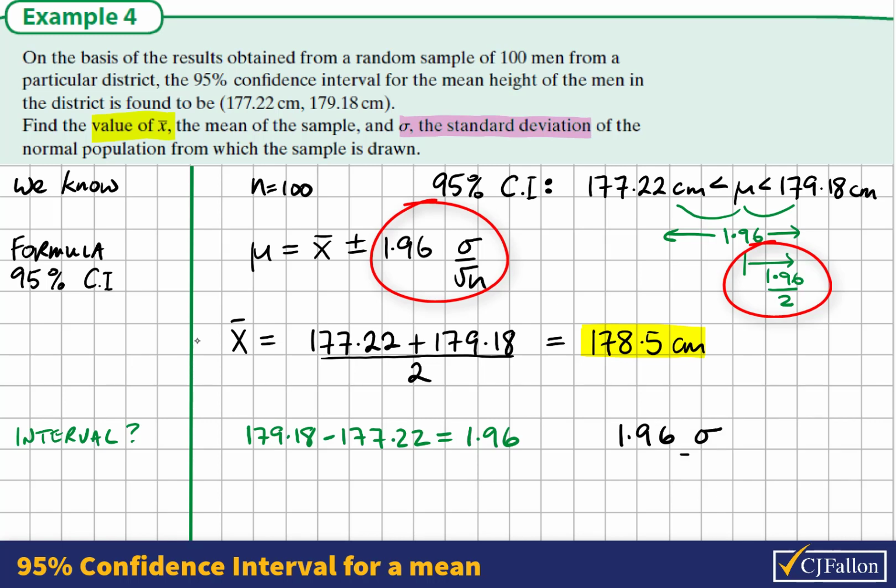In this question, root n is the square root of 100, which is going to be 10. And that must be equal to 1.96 over 2. We could divide both sides by the common term 1.96. So we have sigma over 10 is going to be equal to a half. Therefore, sigma is equal to 10 times a half, multiplying both sides by 10, which is equal to 5. And it's in centimeters. So the standard deviation is 5 centimeters.